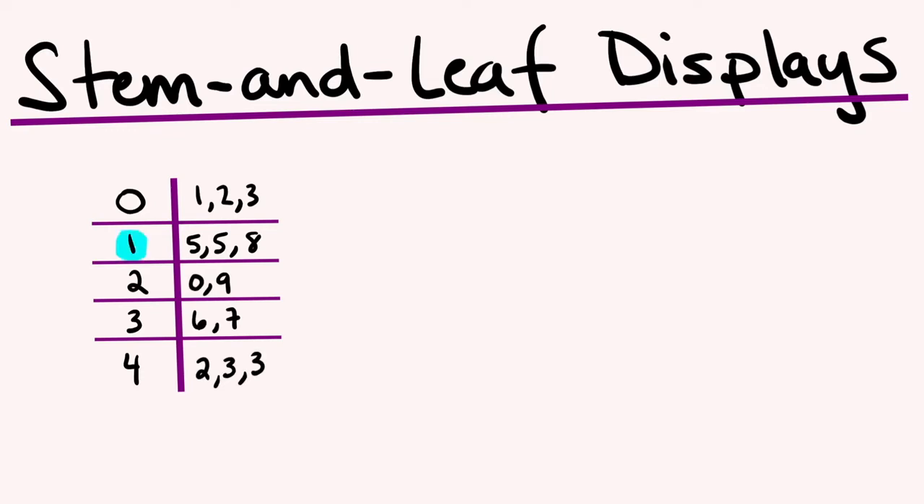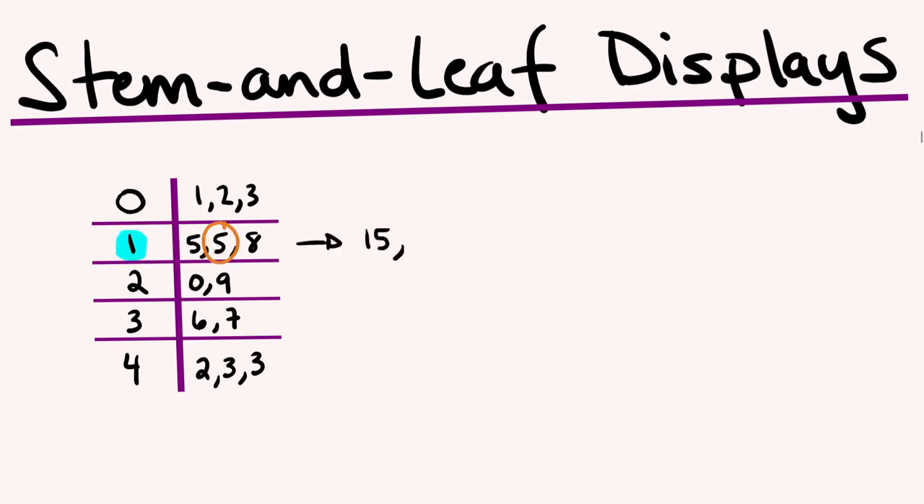In a stem and leaf display, the digit to the left of the vertical line tells us the first digit of the number. So what I've highlighted here in blue is 1. That's telling me that everything in this row has a first digit of a 1. So the way I would read this is that this first item is a 1, 5, or 15.